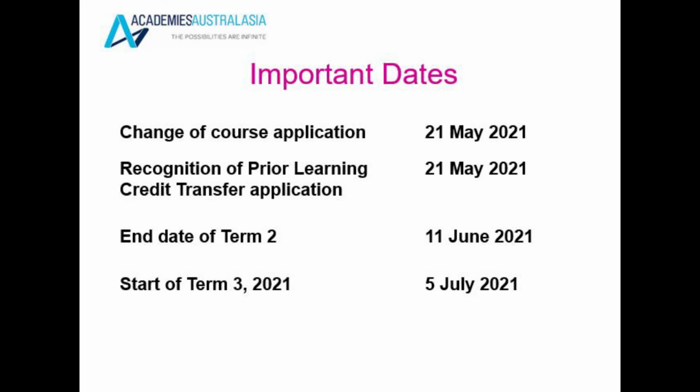Important dates. Please take note of important dates that relate to your course. There are deadlines and close of dates for particular things that are offered within your course. For example, change of course applications, recognition of prior learning or credit transfer application, the end of the term, and the start of term dates. Please make a note of these dates and proceed according to the dates if you would like to submit anything in relation to those dates.